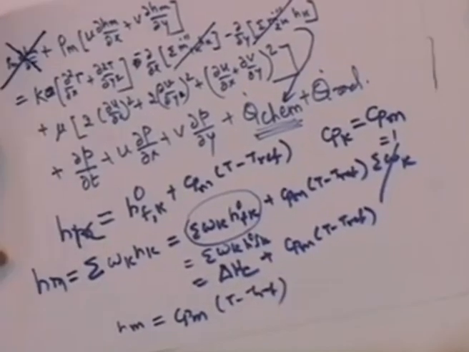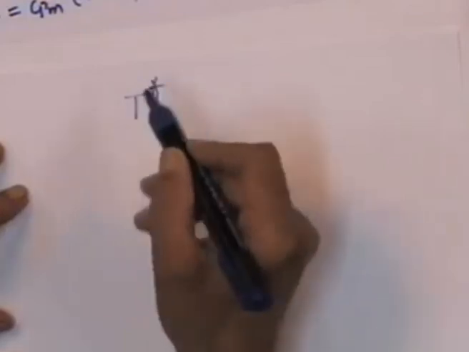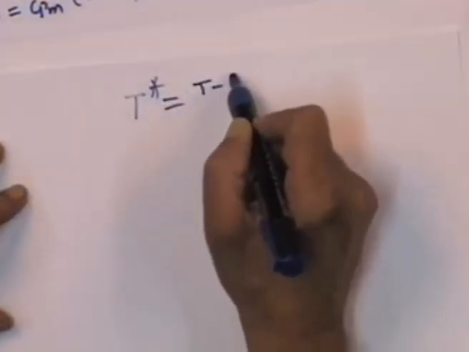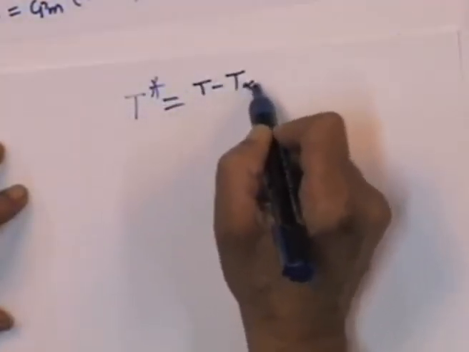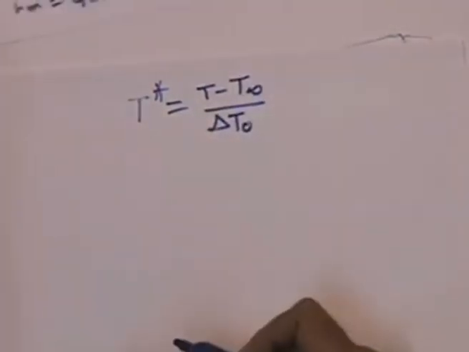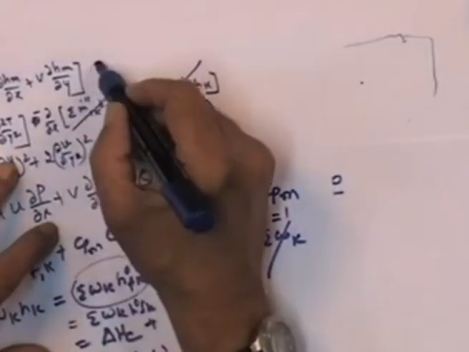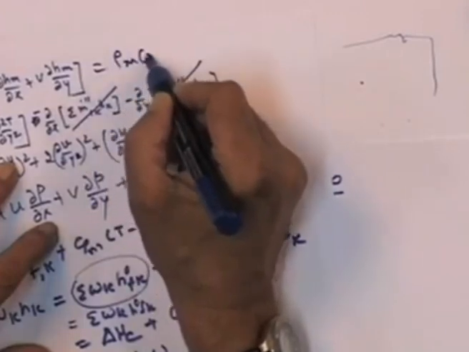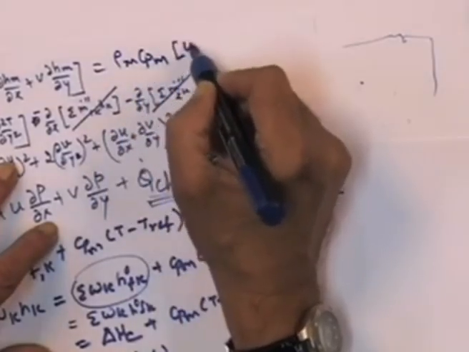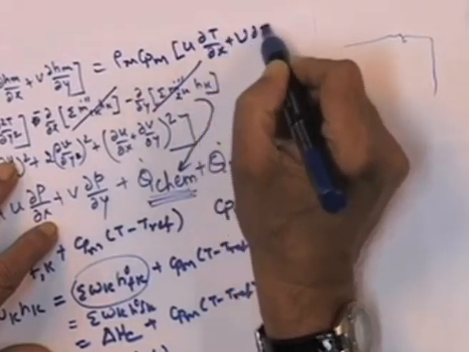What I have done now is define T star equal to T minus T infinity divided by some reference temperature difference. Then you will see that this term would simply become rho m Cpm into u dT by dx plus v dT by dy.